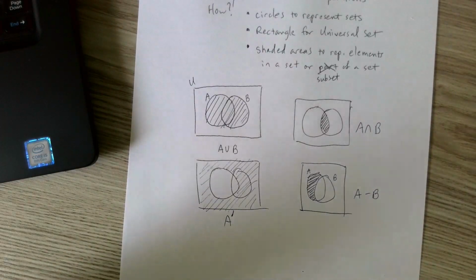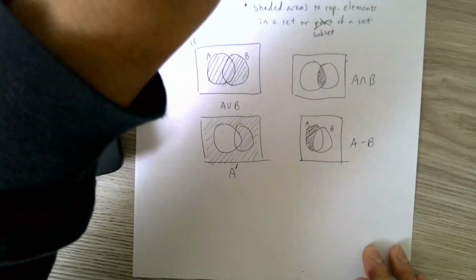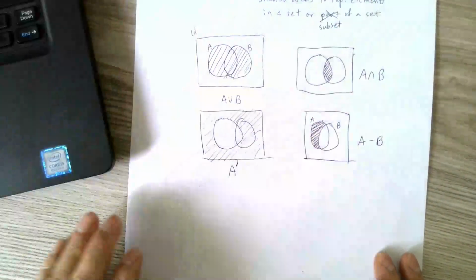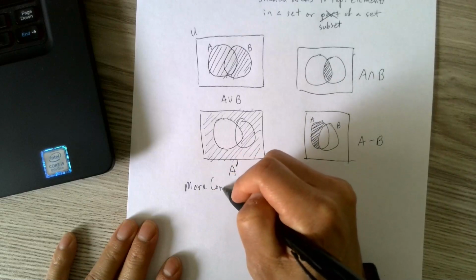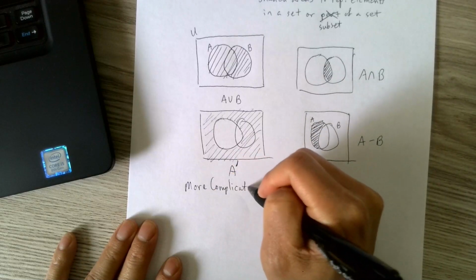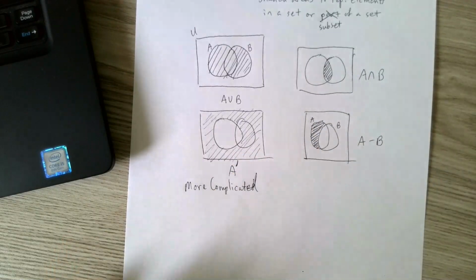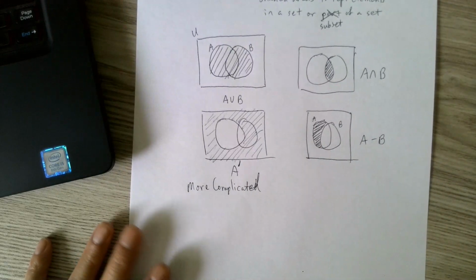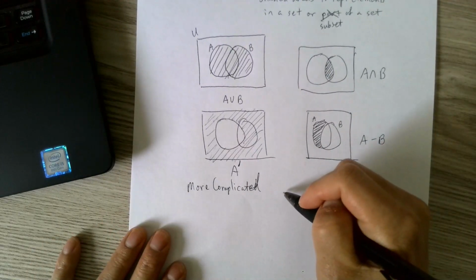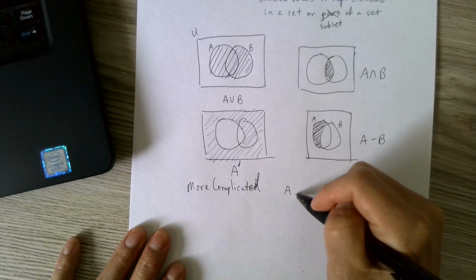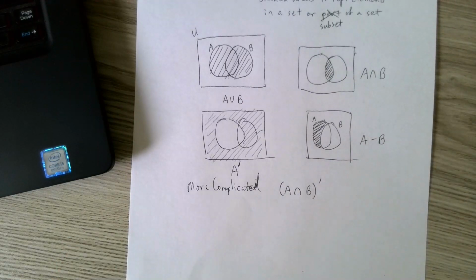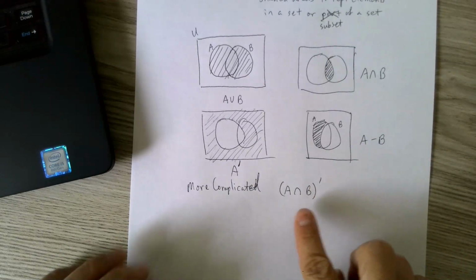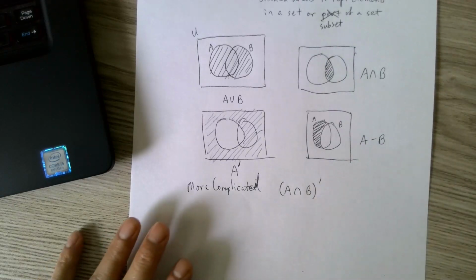Okay, I can also use Venn diagrams to express more complicated expressions, like expressions that have two or more set operations, such as this one, the complement of the intersection of A and B.